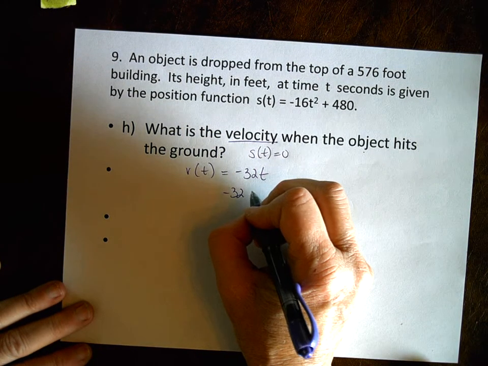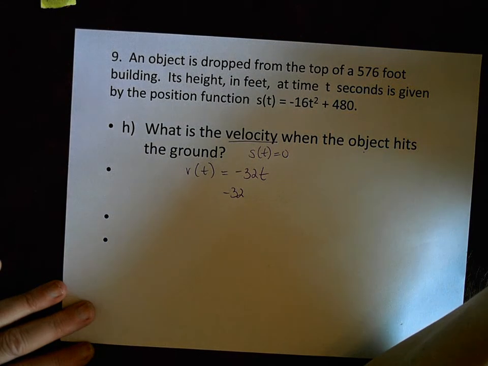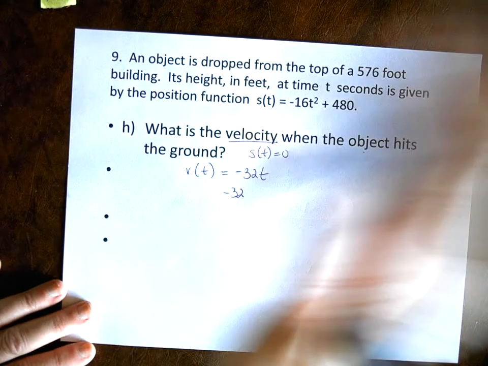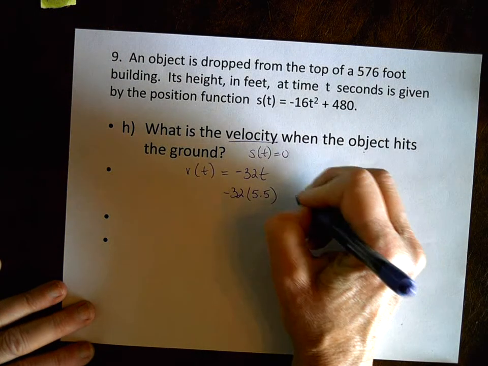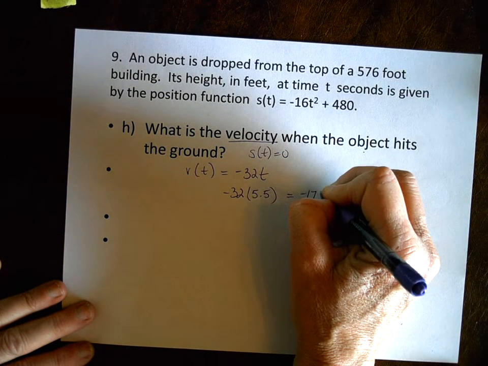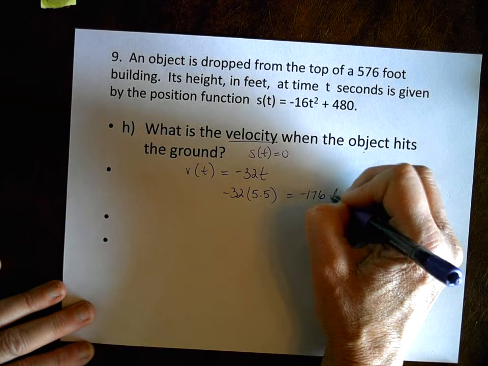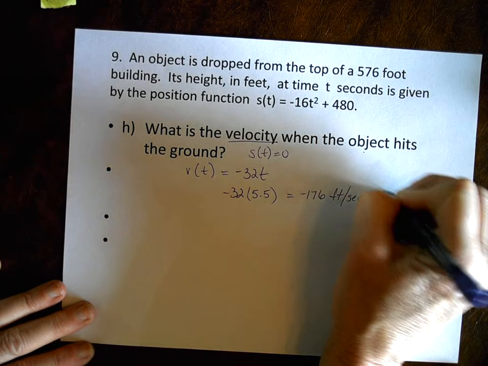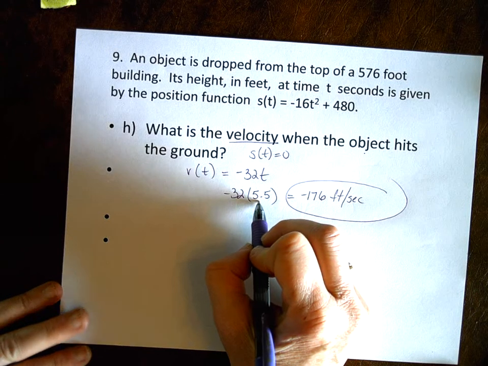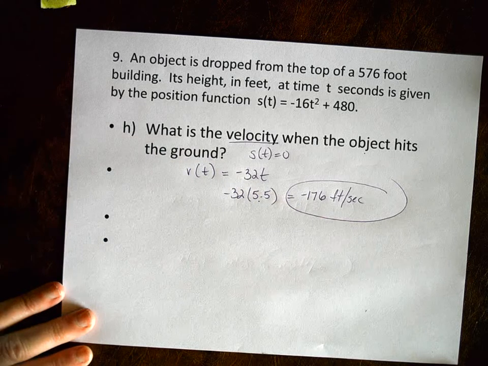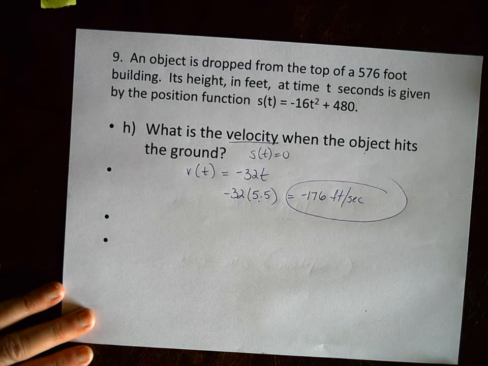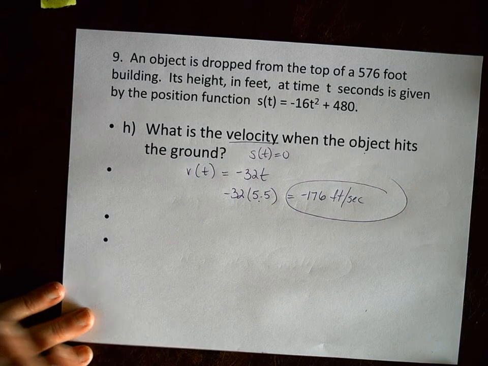We have to go back to part C. How many seconds does it hit the ground? We got 5.5, and we're going to plug it in. And when it hits the ground, it's negative feet per second. So you had to go back, figure out when did it hit the ground, and use that to plug into velocity. So this is the highest one we have, because when it hits the ground, it's at the highest speed. You are done.